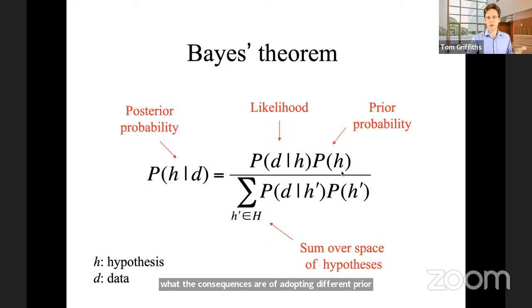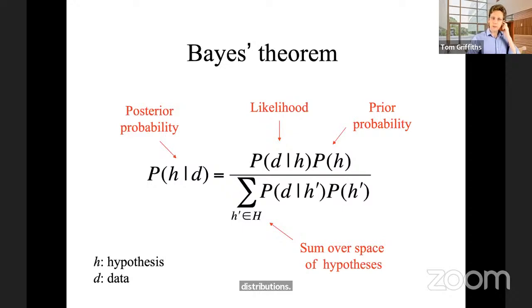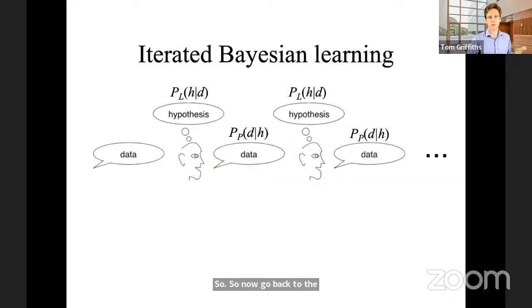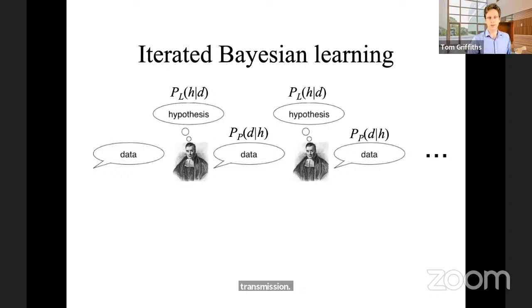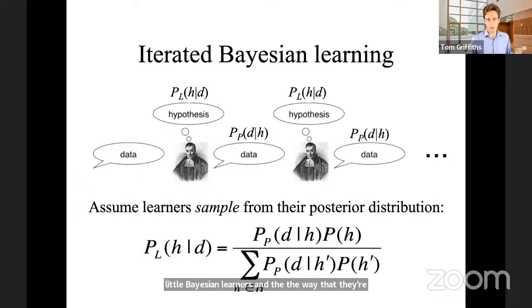So to now go back to the setting of cultural transmission, we can make the assumption that our agents here are little Bayesian learners, and that the way that they're solving this problem is by calculating a posterior distribution over hypotheses based on the data that they observe. They're performing Bayesian inference to calculate the posterior, and then the way that they're generating the data is by sampling a hypothesis from that distribution, and then sampling data from the likelihood function that corresponds to that hypothesis.